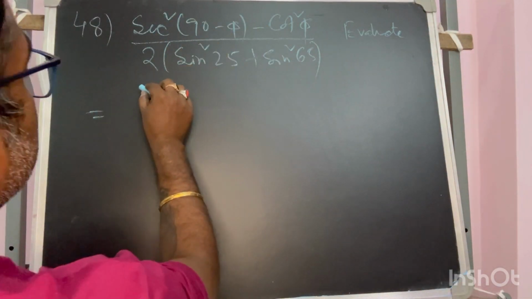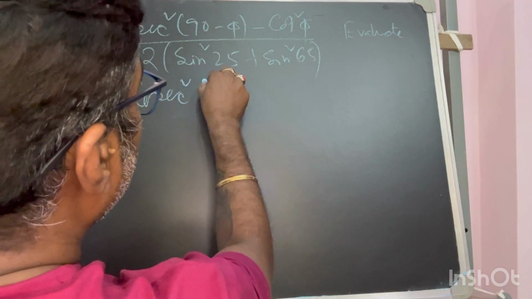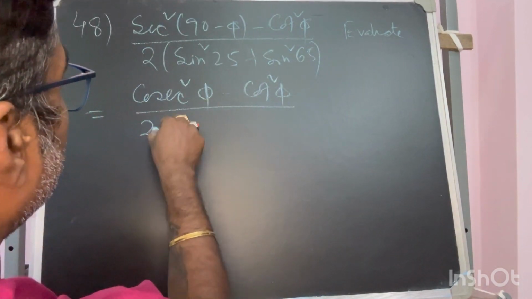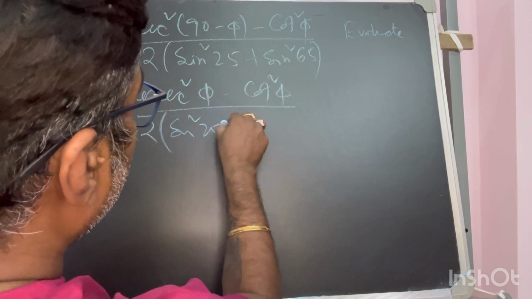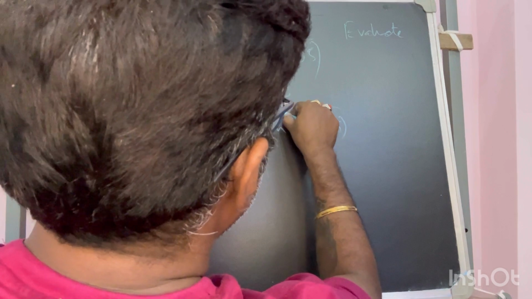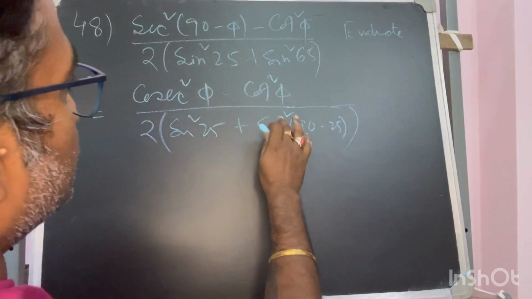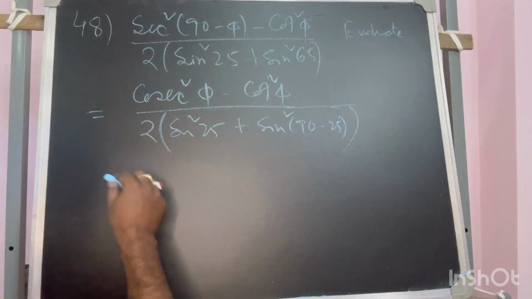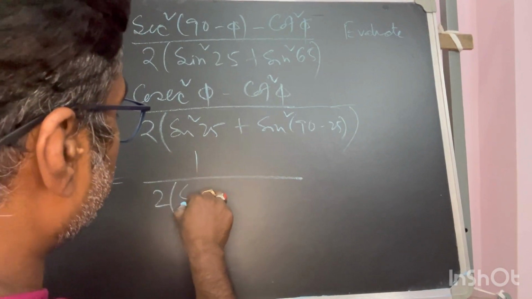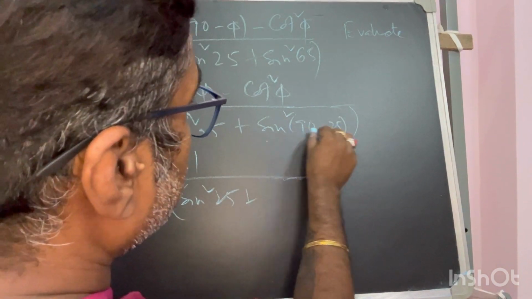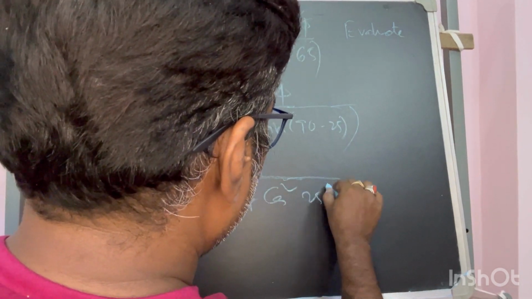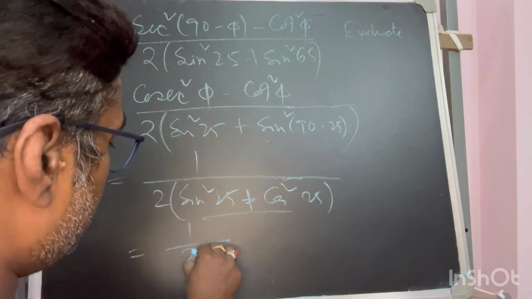So sec 90 minus 5 is equal to cosec 5, so the expression becomes cosec square 5 minus cot square 5, divided by 2 into sin square 25, and sin 65 means sin 90 minus 25, the same thing. Cosec square minus cot square is equal to 1, divided by 2 into sin square 25 plus sin of 90 minus 25, which is equal to cos square 25 degree. Now this also is equal to 1. So 1 upon 2, that is your answer.